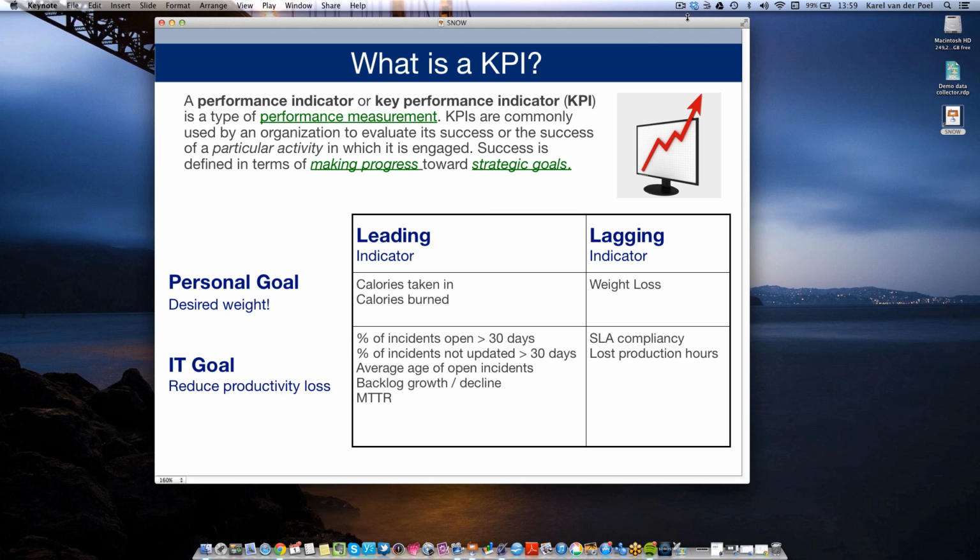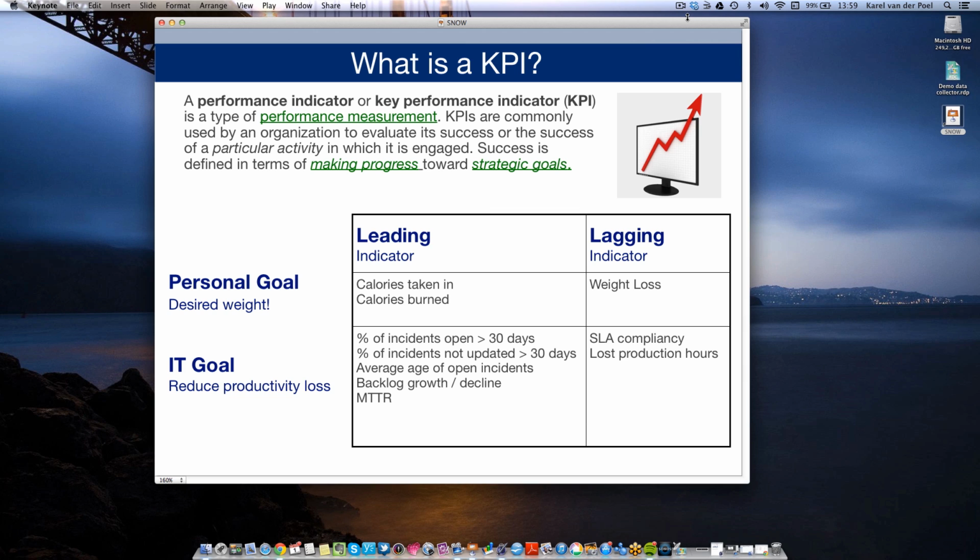Then let's first explain the concept of a key performance indicator, and I've taken the definition from Wikipedia. A performance indicator or key performance indicator is a type of performance measurement, and KPIs are commonly used by an organization to evaluate its success or the success of a particular activity in which it is engaged. Success is defined in terms of making progress towards strategic goals.